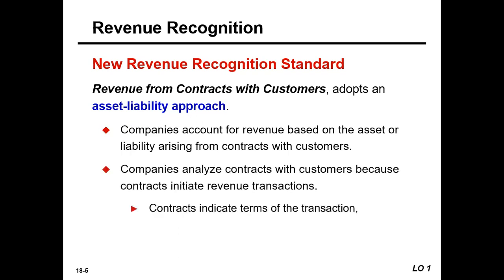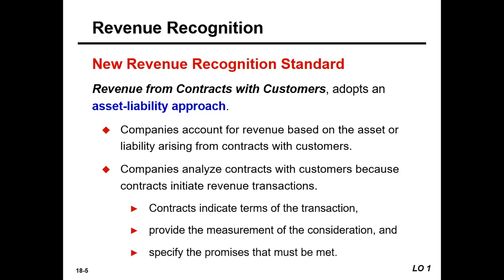So we don't immediately recognize revenue, class, under the new revenue recognition standard, because there are still transactions to be completed. And with that, we're going to follow the 5 steps of revenue recognition.